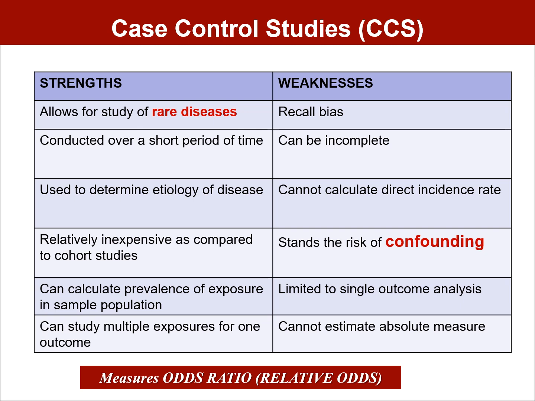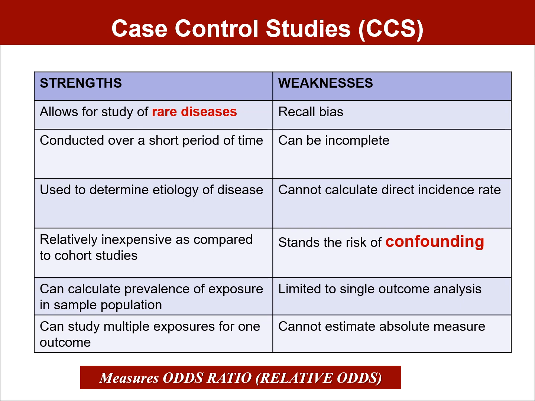Some of the strengths I actually just mentioned on the previous slide. Most of these comparisons are relative to cohort studies or experimental studies, which rank higher than case control studies. You can conduct them over a relatively shorter period of time, and we also use them to determine the etiology of disease. Again, that's why it's considered an analytic study design.